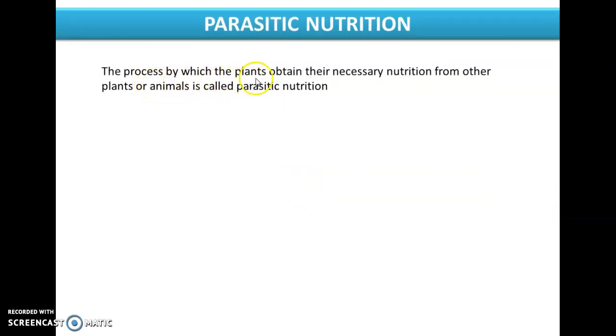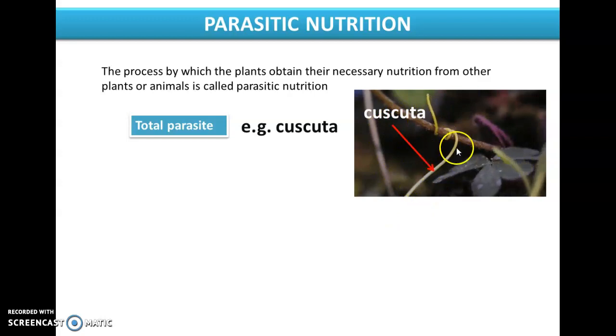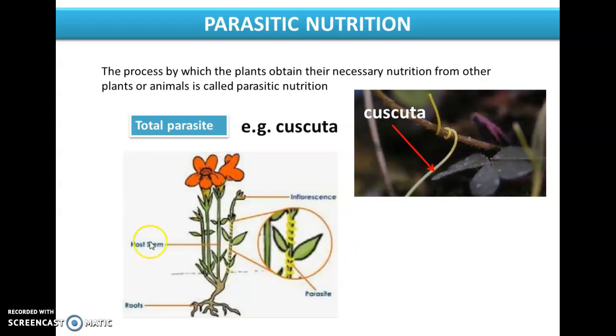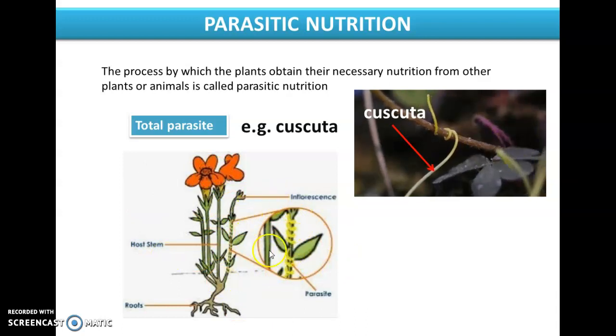Parasitic nutrition. The process by which a plant obtains its necessary nutrition from other plants or animals is called parasitic nutrition. The first type is total parasite, for example, Cuscuta. This is Cuscuta, a leafless plant that needs to depend on a host plant for its food. In this structure you can see that Cuscuta acts as a parasite and is obtaining nutrition from the other plant, which is considered the host plant.